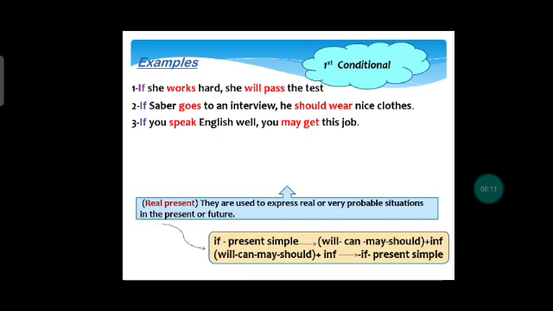If you speak English well, you may get the job. Here we can use may, okay? Instead of will. He is not sure. Yes.